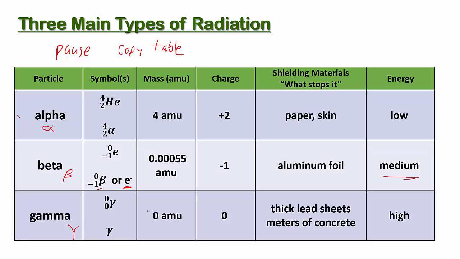Gamma has no mass, no charge to it, but is a high energy amount being released. So thick sheets of lead, meters of concrete is what's needed to stop this from penetrating or going through a material. So our three that we need to use, the alpha, beta, and gamma particles, are what's going to be released during energy. These two, the alpha, beta, are going to be the primary ones to know about. Will always give you if there's going to be gamma radiation included.